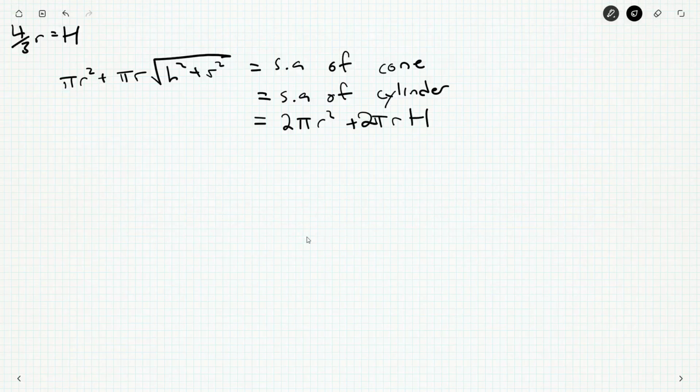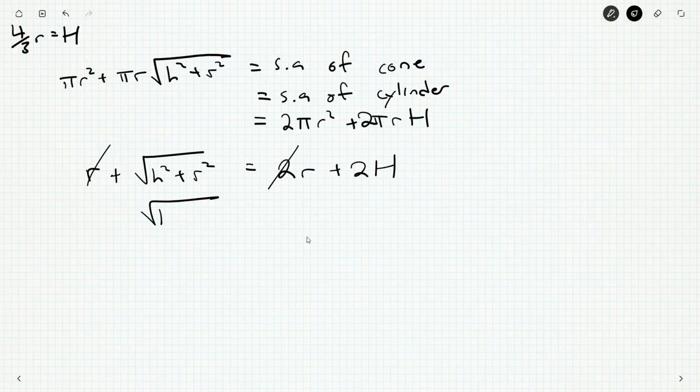I can divide both sides by pi r. We'll get r plus the square root of h squared plus r squared. Get rid of a pi r here, so that'd be 2r plus 2h. I can get rid of an r. So root h squared plus r squared is equal to r plus 2h. What to do next?